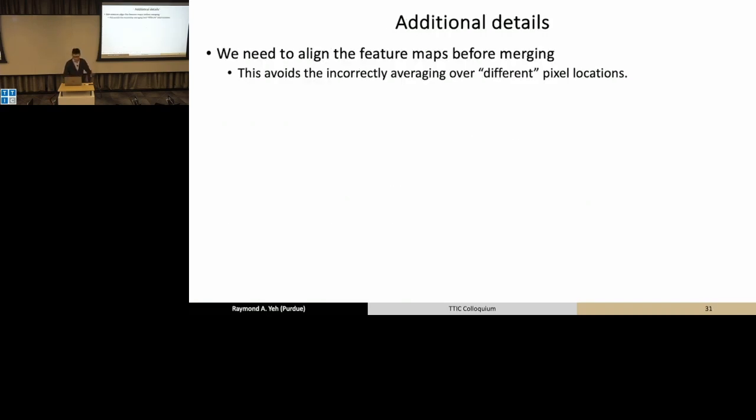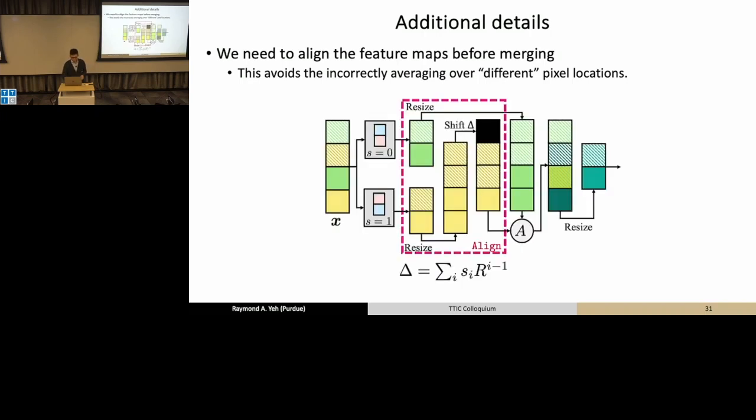Okay. So, some additional detail: we still need to align the feature maps before merging them together. This avoids incorrectly averaging over different pixel locations. Remember that this selection index is really a global shift on the input. So what we need to do is resize it back to the original dimension, shift it, and then aggregate in the original amount. So the feature map is actually pixel aligned.